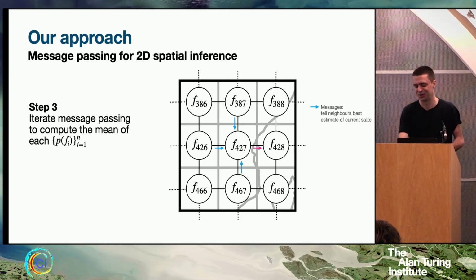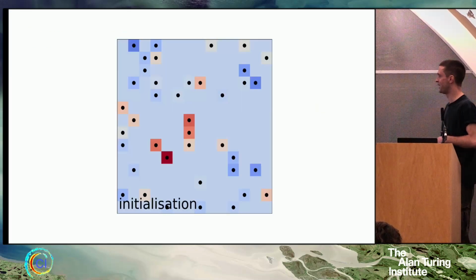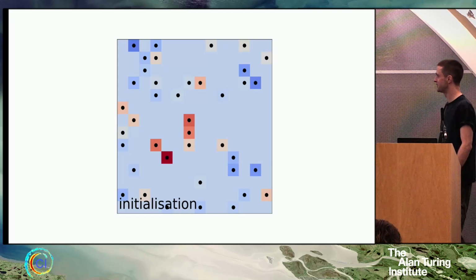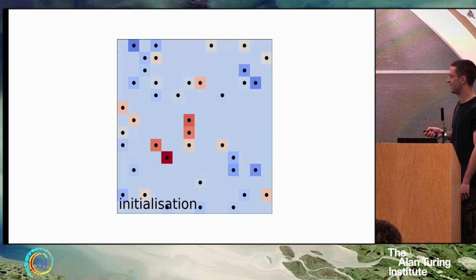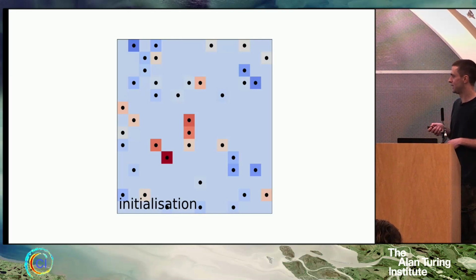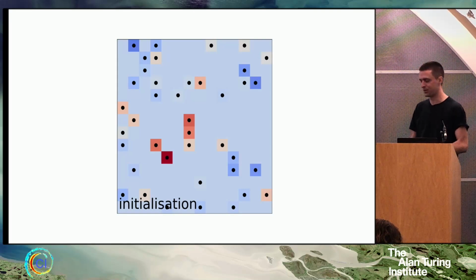To give a better intuition, here I've got a 2D example of some message passing. You can imagine this is a very coarse temperature field. At initialization, we've got observations at each one of these dots. The cell at an observation has the value of the observation, but all the other cells in the grid are just set to some prior value. And then we can start iterating message passing.